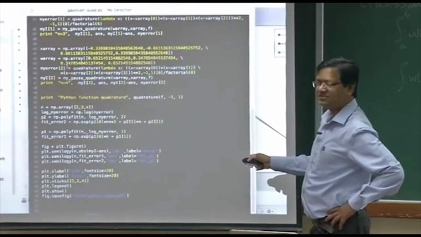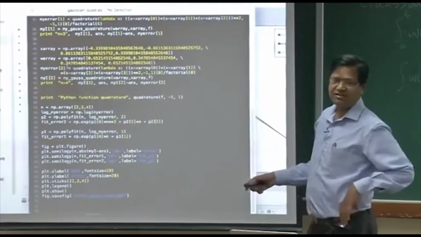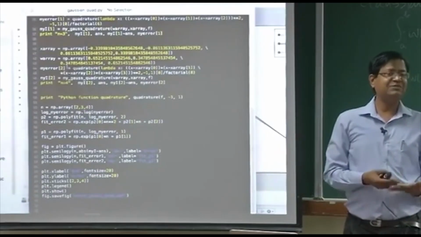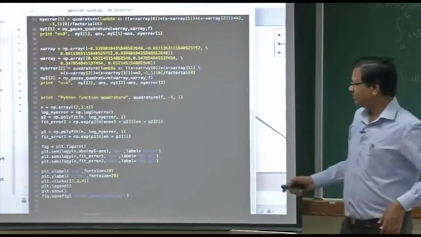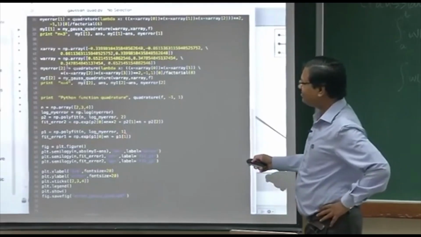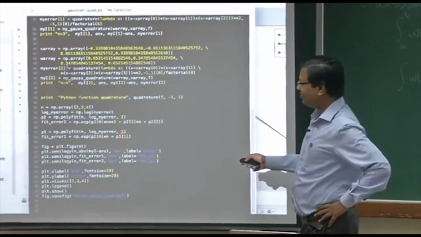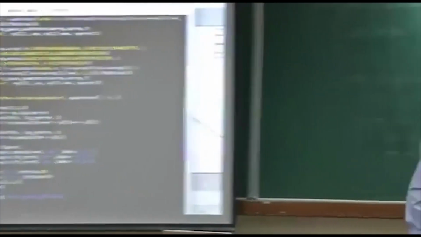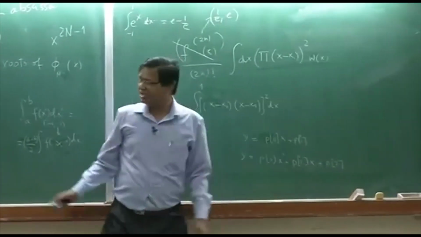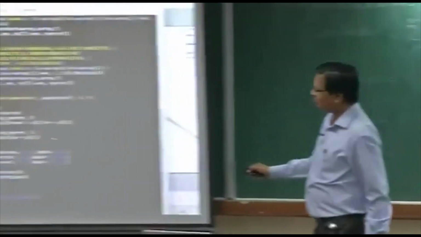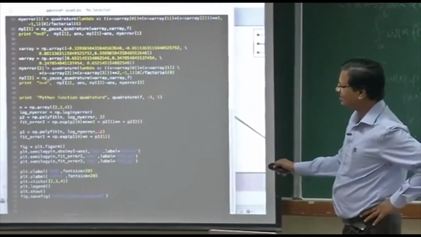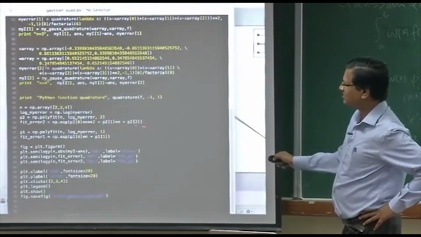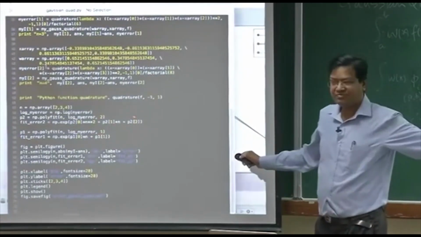X coordinate is n. So I am fitting log of y with n, and I expect it to be linear. First is with one point with a first order polynomial. So that will be this highest power. It tells you the highest power. This is with power 2. So that's why it's power 2. It's exactly the same as what I wrote there. Is that clear?